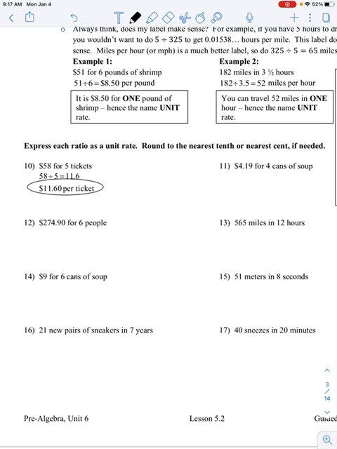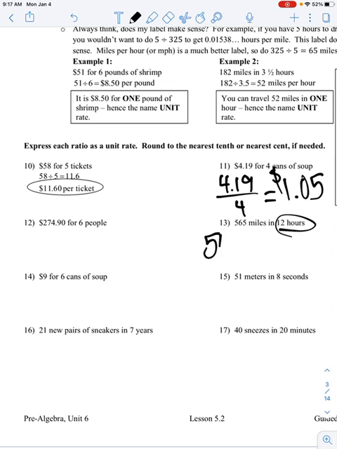For number 11, you would do 419 divided by 4. Always put your money first. And we're going to round, since it's money, to the nearest hundredth, which is $1.05. When you have time, that goes second. So 565 miles divided by 12 hours. How much is that in 1 hour? And 47.1. Just make sure you're labeling. That would be miles per hour.